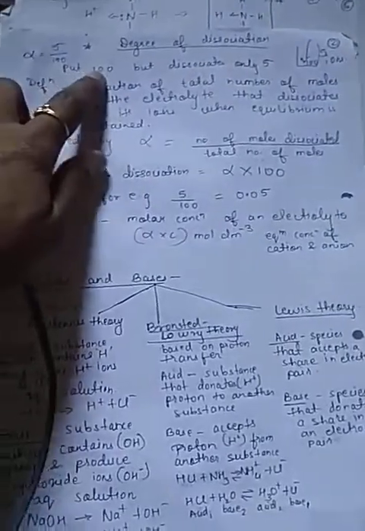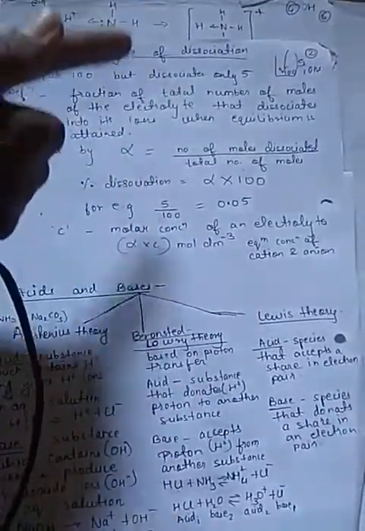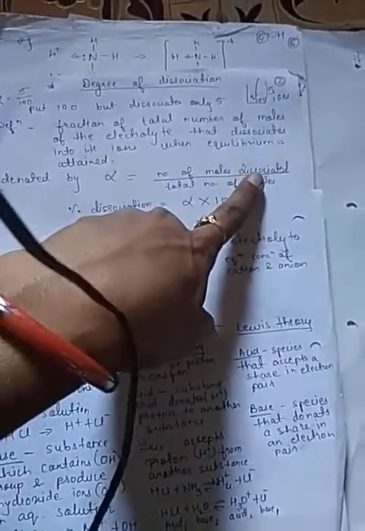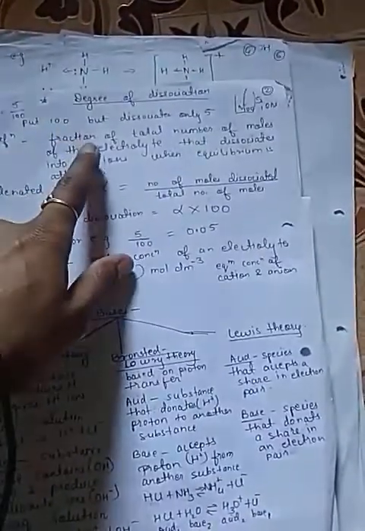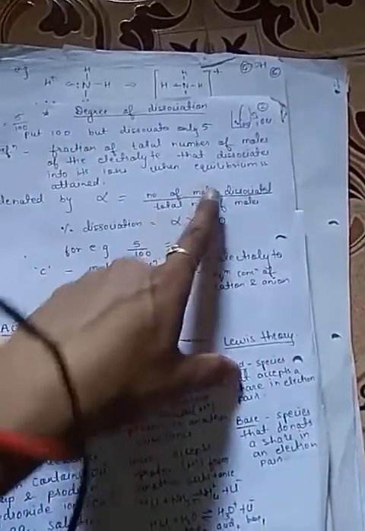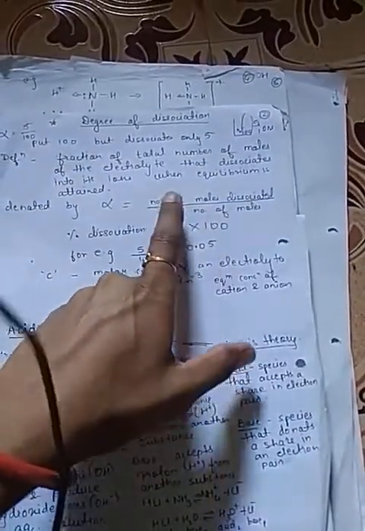For example, if I have 10 molecules, from those 10 molecules, if 5 only dissociate into ions, so what is the degree of dissociation? How many are dissociated? 5. So number of molecules dissociated. And how many were the total molecules? 10 molecules were the total molecules. So number of molecules dissociated divided by total number of molecules is degree of dissociation. मतलब वो कितना dissociate हुआ ions में, that is degree of dissociation.